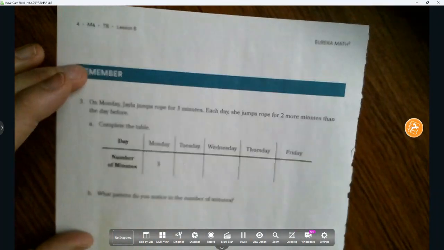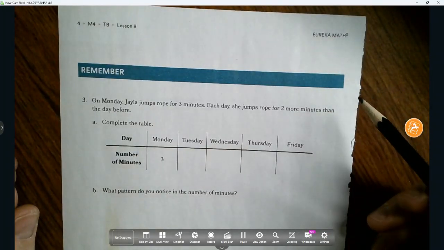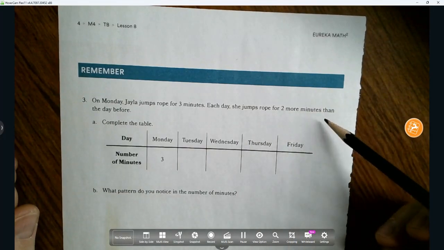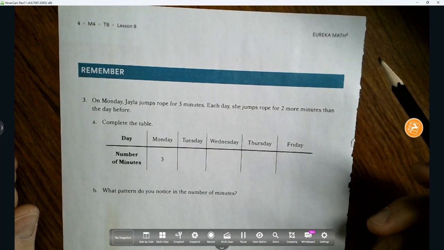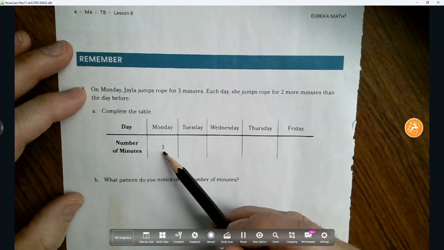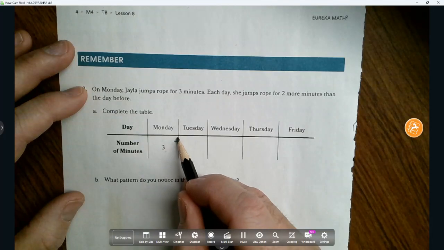Okay? Let's look at the back real quick. What we got back here? On Monday, Jayla jumps rope for 3 minutes. Each day she jumps rope for 2 more minutes than the day before. Complete the table. So here she jumps for 3 minutes. Each day she jumps for 2 more. So we want to go plus 2.